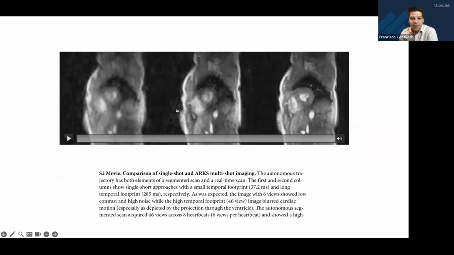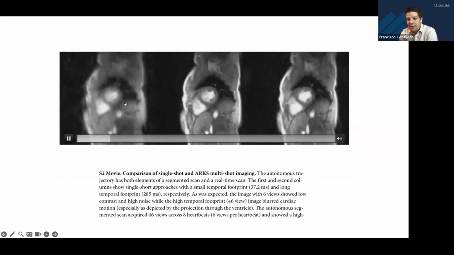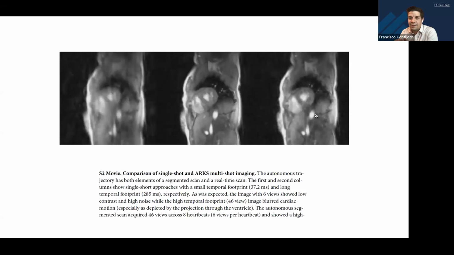And then here is just another movie where on the left-hand side, we have the single shot, highly undersampled movie. On the right-hand side, it's the same amount of data, but in a single shot mode, so it's blurry with smooth motion. And in the middle is the ARCS, showing a best of both worlds. So you have more data without really a longer footprint.